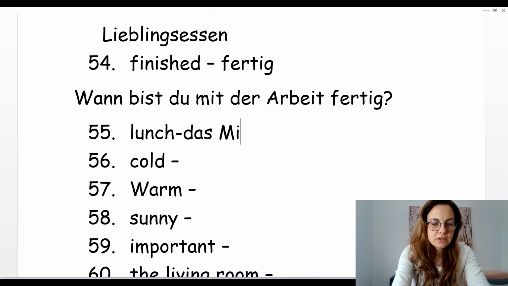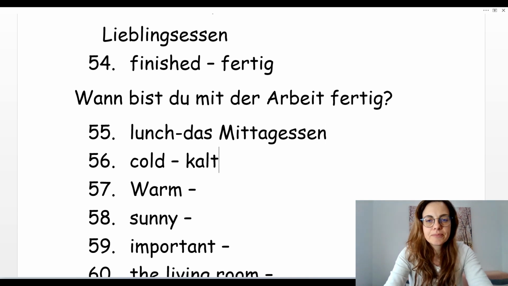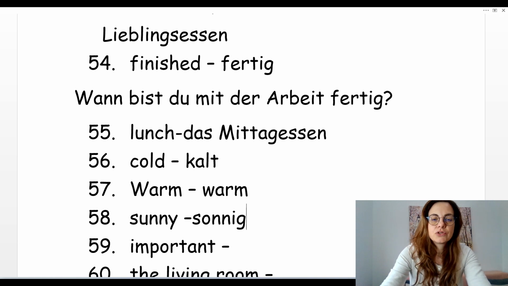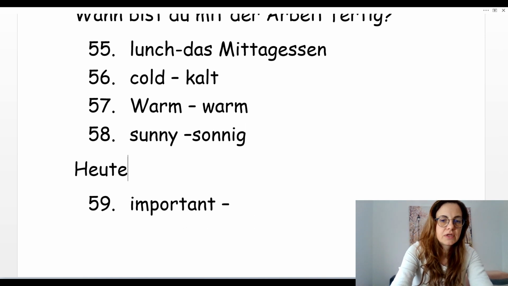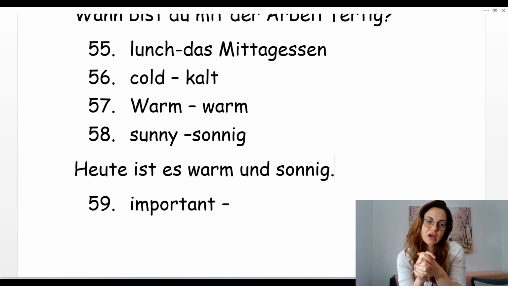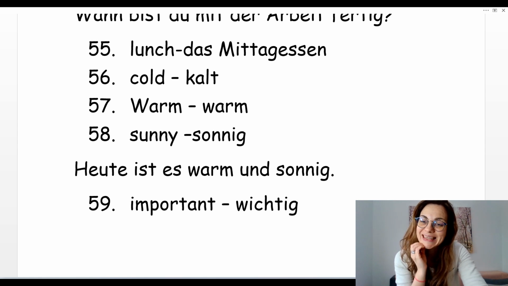Lunch is das Mittagessen. Cold is kalt. Warm is warm. Sunny is sonnig. So, heute ist es warm und sonnig. Today it's warm and sunny. Important is wichtig. Das ist sehr wichtig.